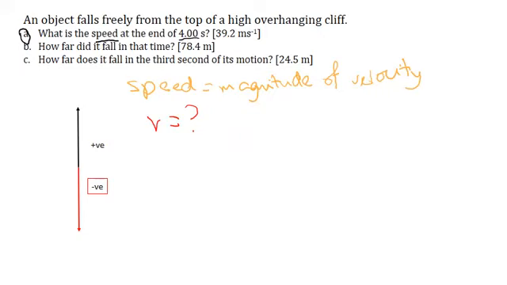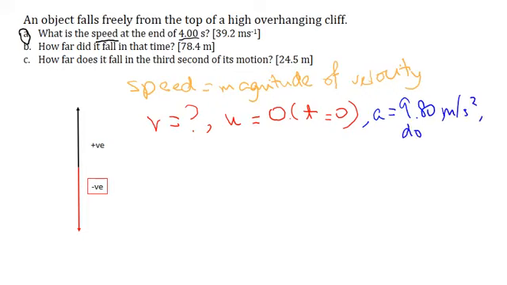What information is provided to us? Now, let's assume the object starts from rest. So in other words, the initial velocity is 0. What this means is at time equal to 0, or at the instant the object was released, it was not moving. What we also know is that because it's falling freely under the influence of gravity, the value of a is 9.8 meters per second squared downwards.